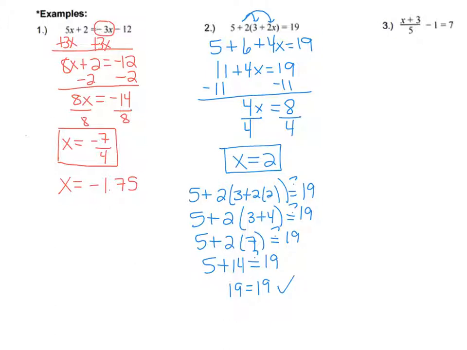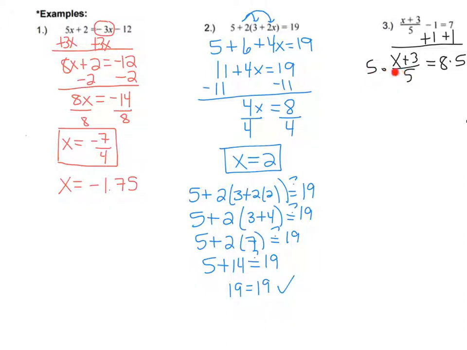Alright, so on this last example, again, we're trying to get the x by itself. So first thing I've got to undo is this minus 1. So you're going to go ahead and add 1. So you'll get x plus 3 divided by 5 equals 8. Next thing we've got to undo is this. So this is a fraction. Fraction means divide, so we're dividing by 5. The opposite of dividing is to multiply. So you're going to multiply both sides by 5.